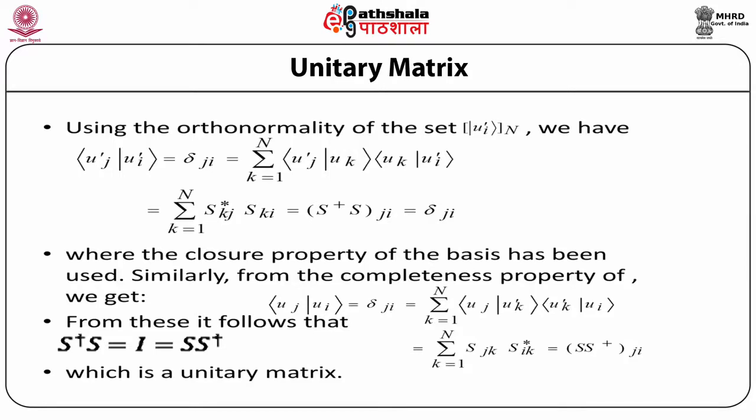From this, we see that using the completeness property and also the property of closure, we reach the result that S†S = I = SS†, where S† is the adjoint of the operator S and I is the identity matrix. So in this case, S and S† represent the matrices of the expansion coefficients, where S† is the adjoint of the matrix of the expansion coefficient S.